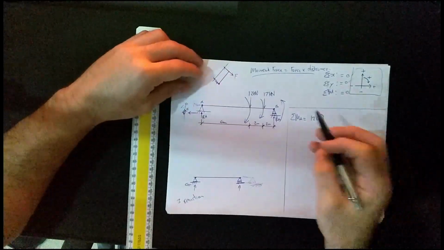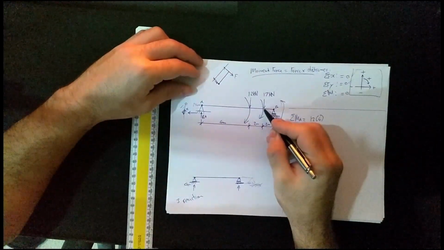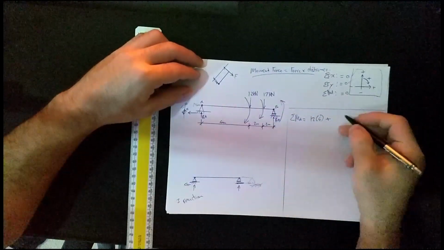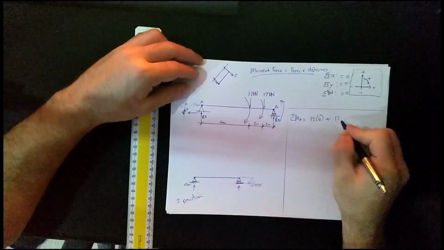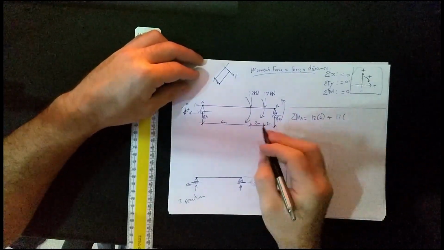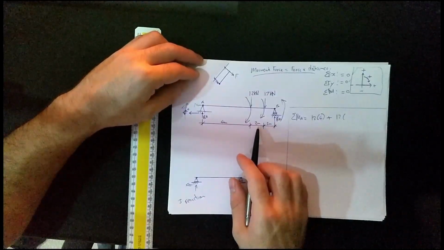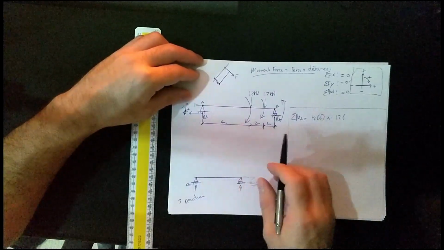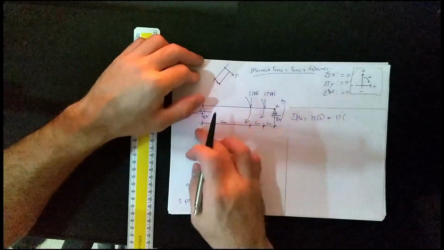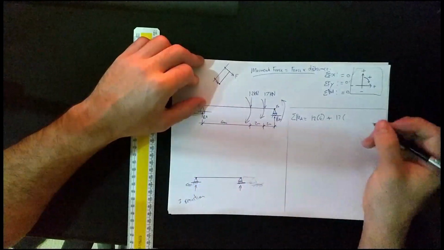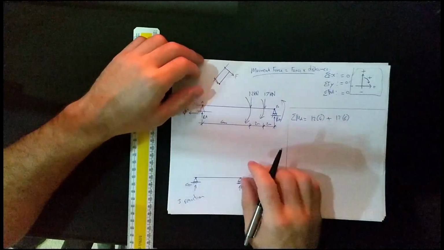Okay, next one. That's also going in the clockwise direction, so it's positive. We put that in as a plus. Plus 17 kilonewtons times, not 2, there's 2 there, don't make a mistake, I've done it before, there's 2 plus 4 because it's acting away from this point here, that one. 4 plus 2, 6 meters.